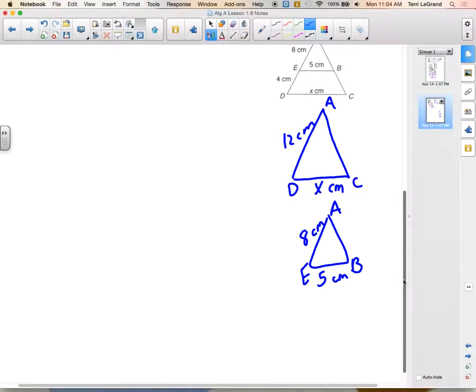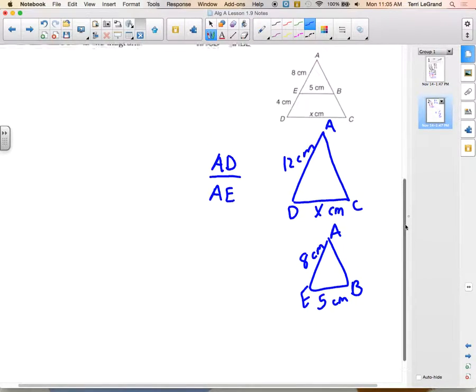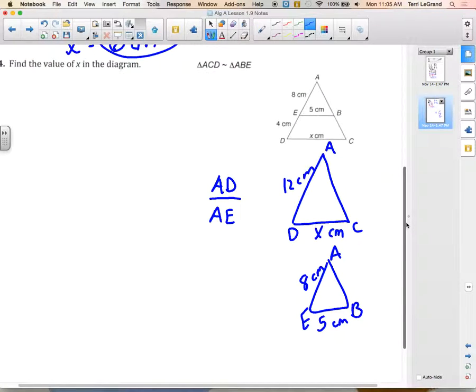We have enough here to help us set up two ratios. Because we have it drawn nicely like this, where they're in exactly the same position, it should be really easy. Side AD corresponds with which side? AE. And in the name, does it work out? Let's go back up to the names and see. Does AD correspond with AE? Yes. Okay, so AD we know is 12, and AE we know is 8.